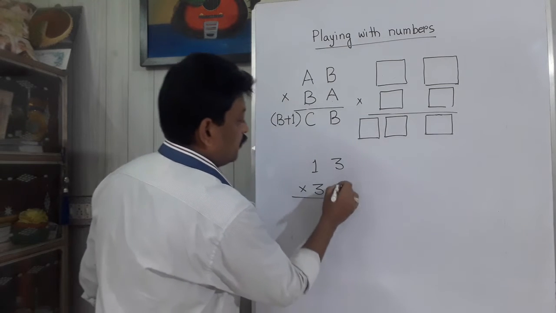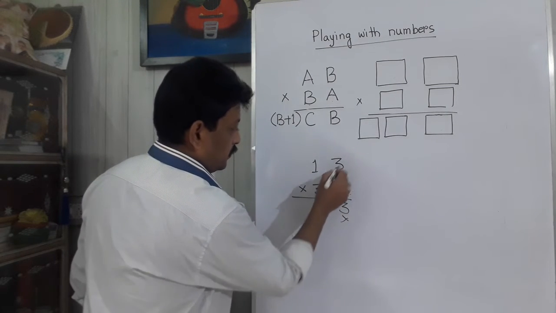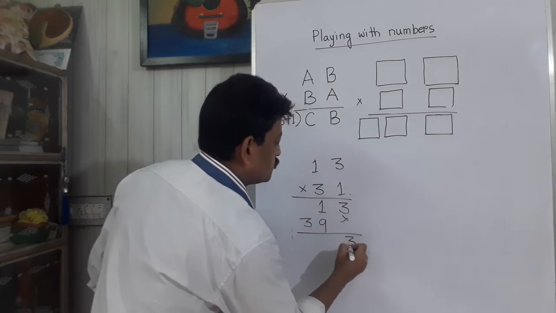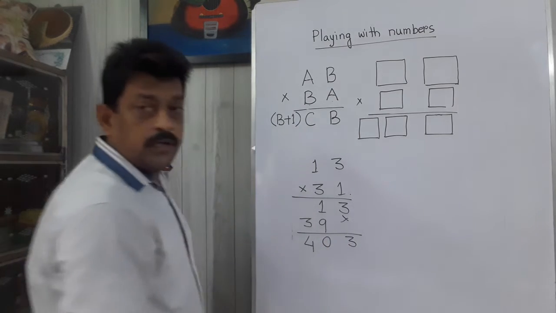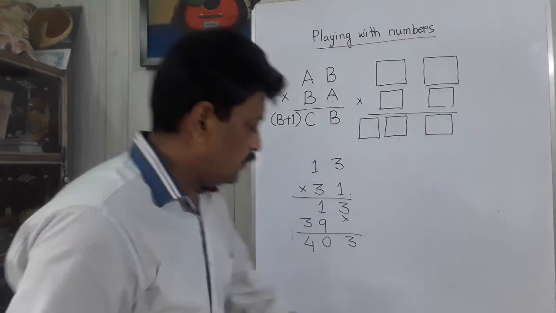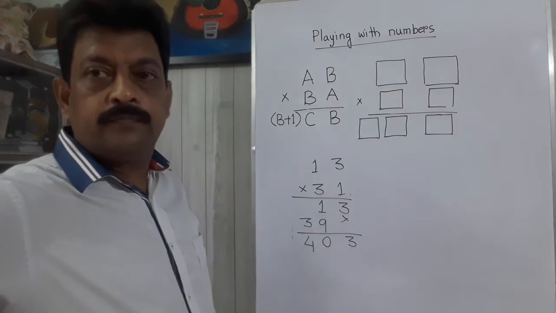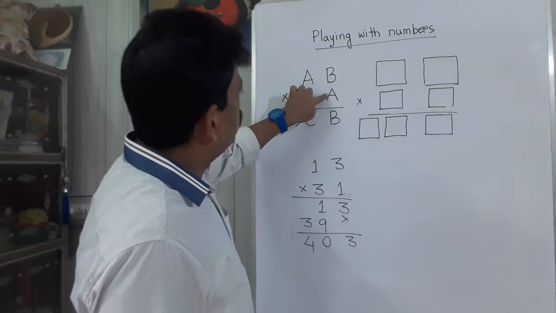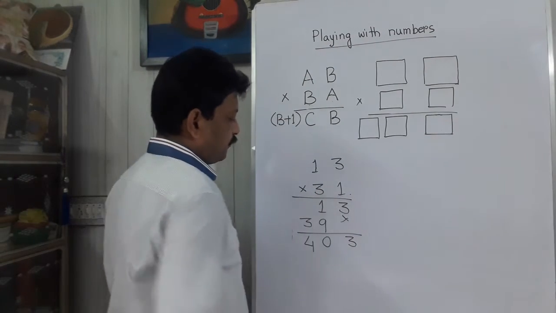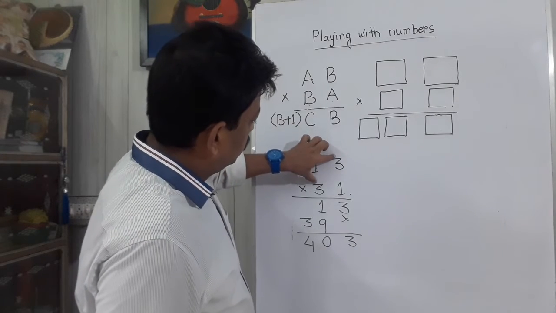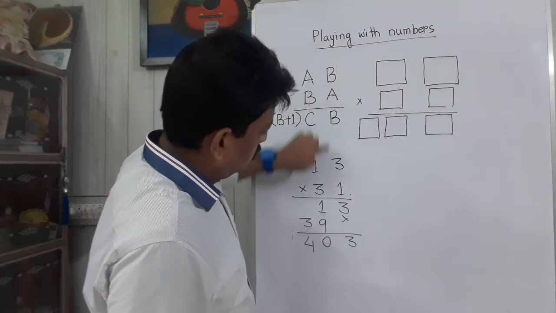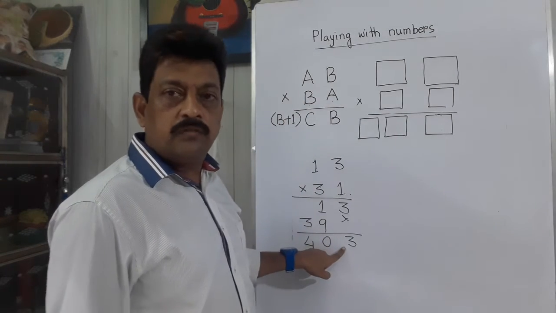3 ones are 3, 1 ones are 1, 3 threes are 9, 3 ones are 3. Now let us check whether it is matching or not. I have taken A as 1. So if A is 1, then this will be 1, this will be 1. So these two are matching. I have taken B as 3. So here it will be 3, here it will be 3, and here it will be 3. These are all matching. Okay.